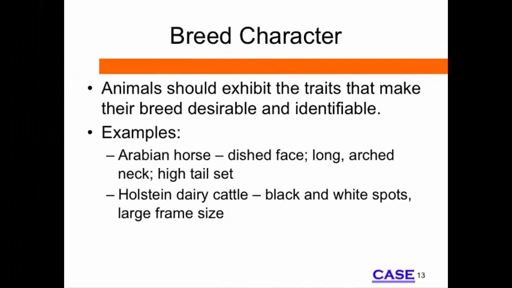Breeds have been established and developed over time. Purebred animals should exhibit the key traits of the breed in order to pass those traits to offspring. Breed character is not a key priority in market animal selection.